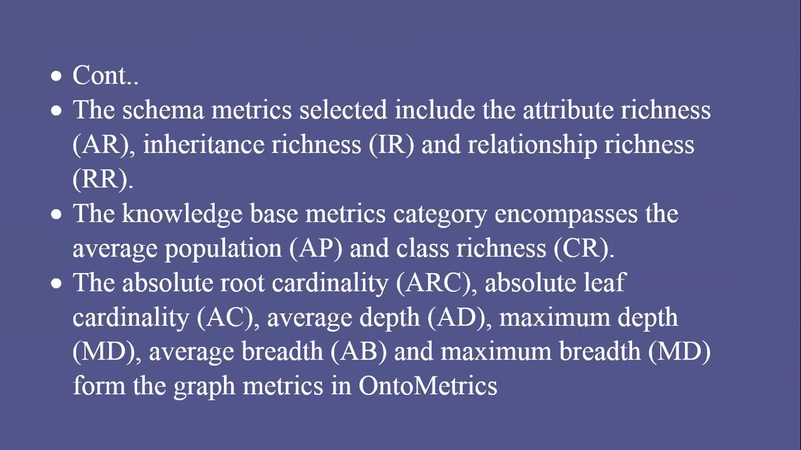The schema metrics selected include the attribute richness, inheritance richness, and relationship richness. The knowledge base metrics category encompasses the average population and class richness. The absolute root cardinality, absolute leaf cardinality, average depth and maximum depth, also average breadth and maximum breadth, form the graph metrics in the OntoMetrics tool.